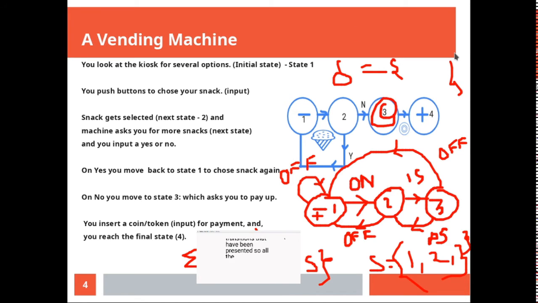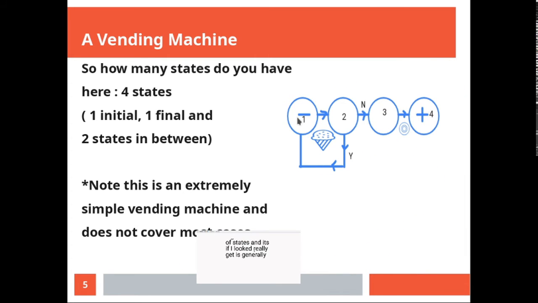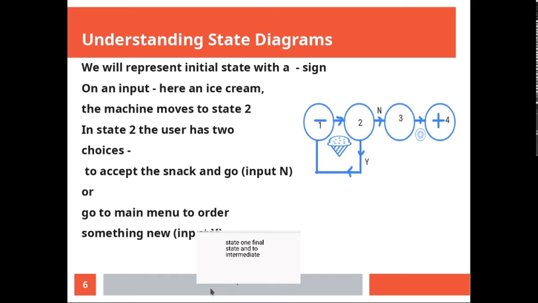So all the finite automata are typically constructed with a finite alphabet sigma, a finite set of states, and a finite set of transitions. And of course, if I look clearly, there is generally one initial state and zero or more final states and some intermediate states in between. In the case of a vending machine, you have one initial state, one final state, and two intermediate states. So we use the minus sign to represent the initial or start state, and we use the plus sign to represent the halt state or the final state.